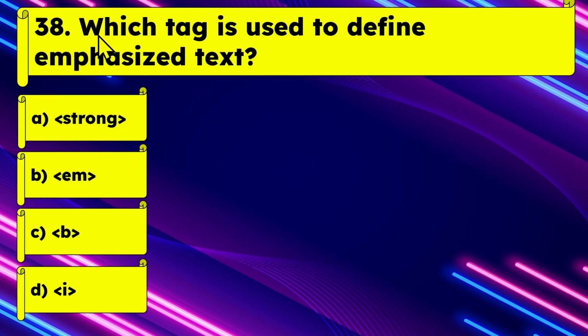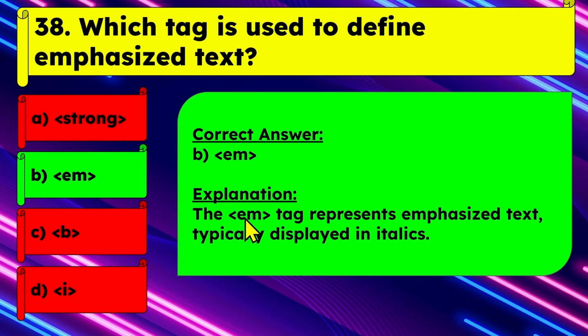Our next question is, which tag is used to define emphasized text? Option A is strong, option B is EM, option C is V, or option D is I. So here the correct answer is option B, which is EM tag. As you can see, the EM tag represents the emphasized text typically displayed in italics.